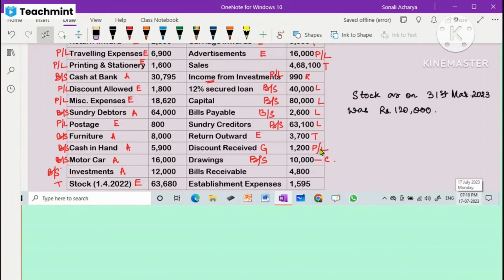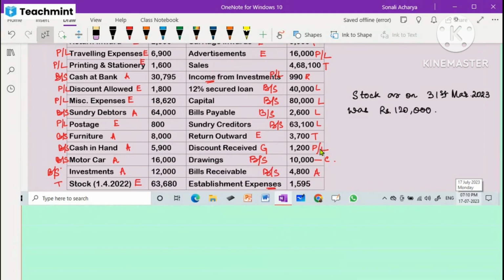Bills or liability, it is reducing the liability. So when the liability is reduced, it will be deducted from the capital amount. It will be shown in the balance sheet. Bills receivable. It is just like debtors. So it is also an asset, and an asset will be shown in the balance sheet.